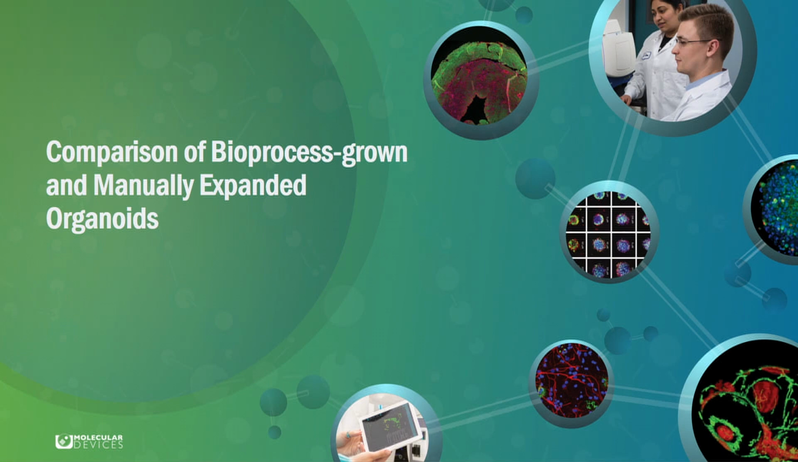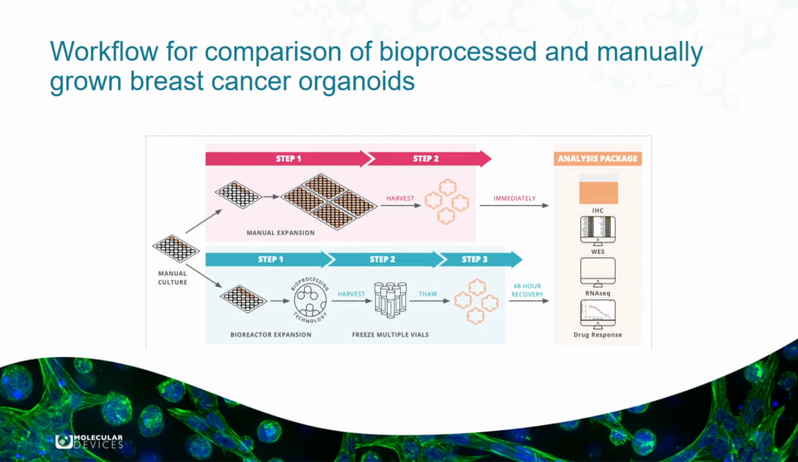So in the next few slides, I'm just going to take you through some data that compares bioreactor-grown organoids with manually expanded organoids. And the experimental outline for what this looked like was basically we took the same starting culture of organoids. We grew half of the organoids manually, so just according to standard set protocols that are available in the literature, all the standard lab protocols. The other half of the culture we expanded and put through our bioreactor-based expansion process. We froze them down as product vials, so exactly how we would.